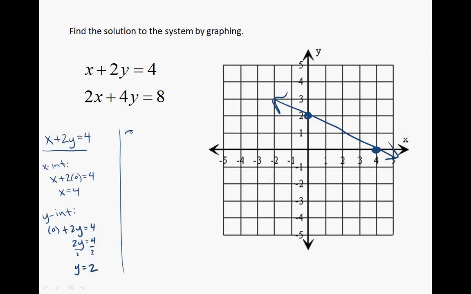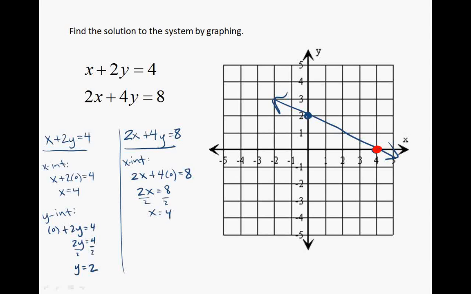Okay, the other equation, 2x plus 4y equals 8. X-intercept. I'm going to put in 0 for y and solve for x. 2x equals 8. Therefore, x will be 4. Isn't that interesting? I'll use a different color. Already I see that they share the point 4, 0. So that could possibly be a solution.